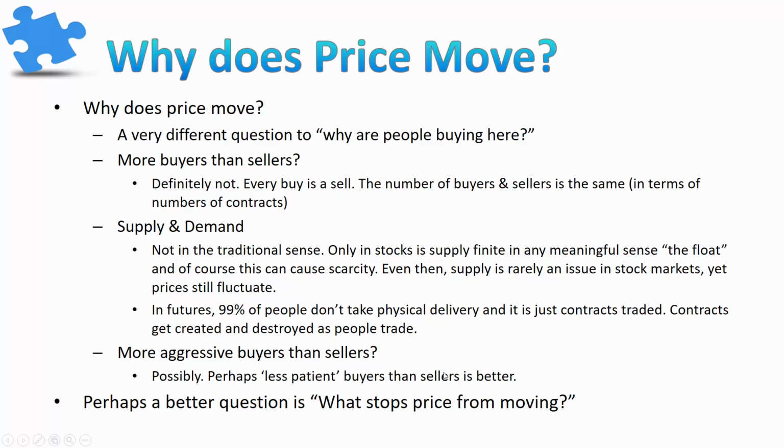Now, if you ask somebody why does price move in a market, you can have different people giving you different answers. Now, when I say why does price move, I don't mean why are people buying here. That is a completely different question. I mean, why does the price actually move up and down? Now, some people will say it's because there are more buyers than sellers, but the number of buyers is always equal to the number of sellers. Because the function of the market, the exchanges, is to just match up buyers and sellers.